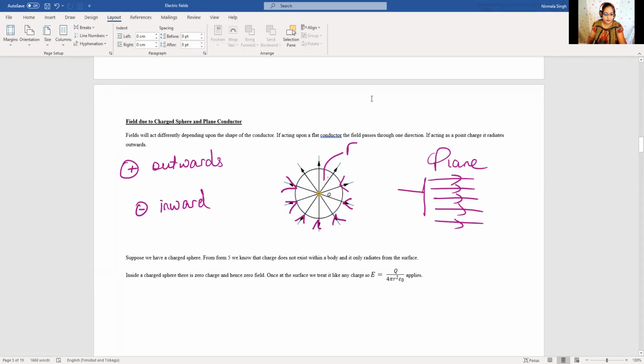Okay, so suppose we have a charged sphere. Continue reading, folks. Suppose we have a charged sphere from Form 5. We know that charge does not exist within a body, but only radiates on the surface.